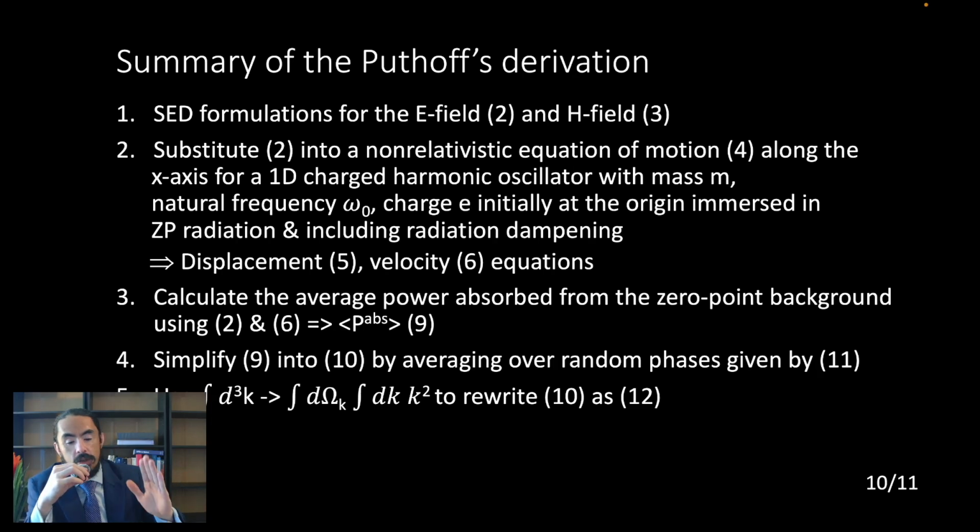So what does he actually show in this paper? Being that it's a mathematical derivation, there are about 8 steps from my view of what Hal Puthoff actually did in his derivation in this paper. So step 1, he gives the stochastic electrodynamic formulations for the electric field and the magnetic field. These are equations labeled 2 and 3 in the paper.